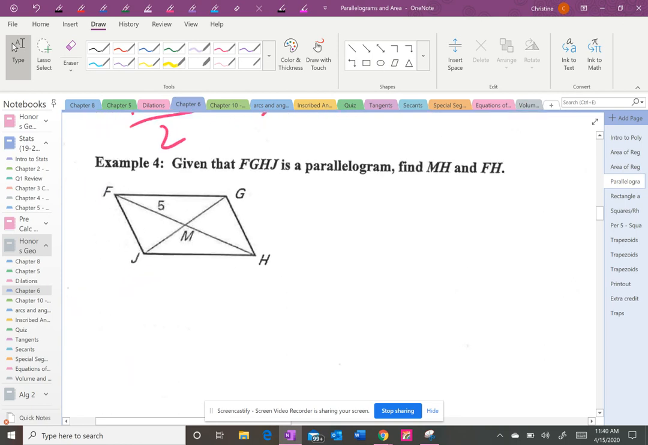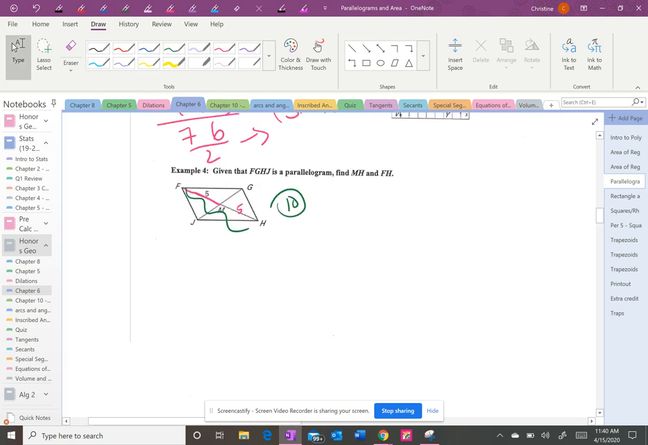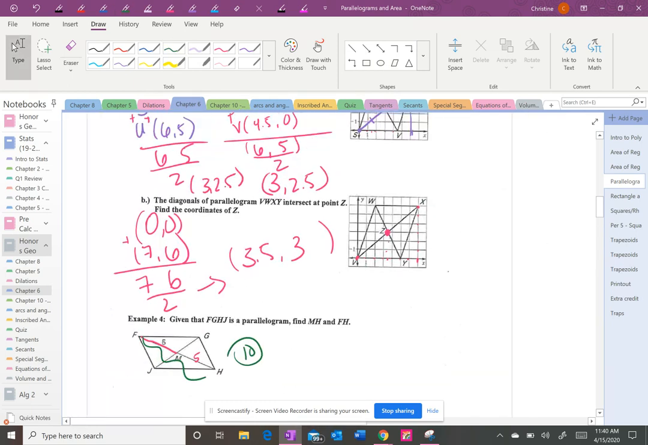And this one's just a diagonal problem. It's a parallelogram. I want you to find MH. So this is 5. So MH would be 5. FH would be the entire thing. So that would be 10. And I think that's it.